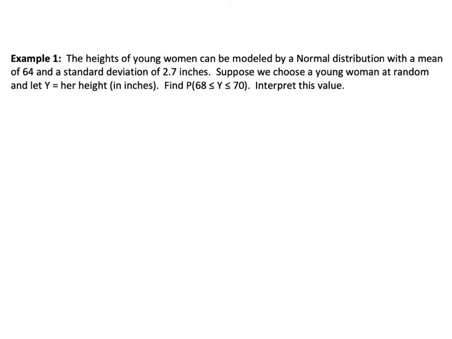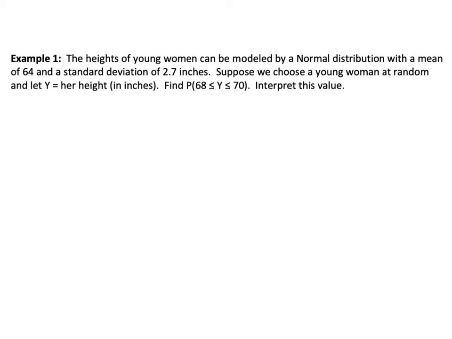The first one is that the heights of young women can be modeled by a normal distribution with a mean of 64 and a standard deviation of 2.7 inches. Suppose we chose a young woman at random and we let her height be capital Y in inches. We're going to find the probability that her height is between 68 and 70, and then we're going to interpret this value.